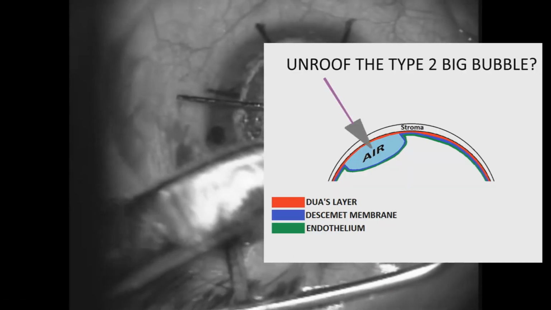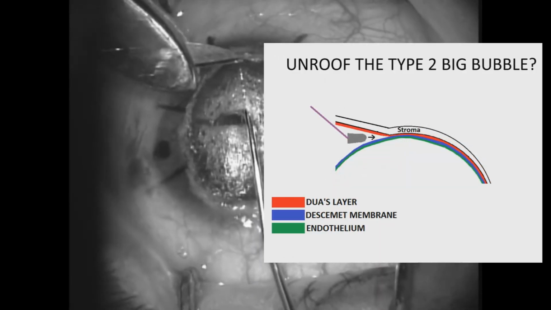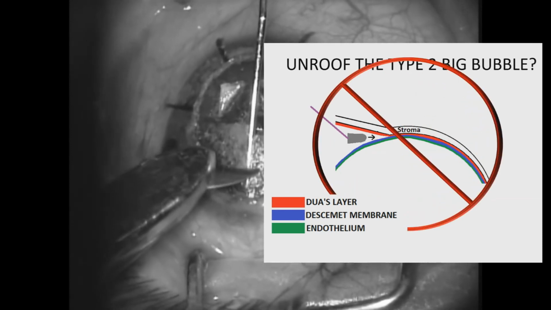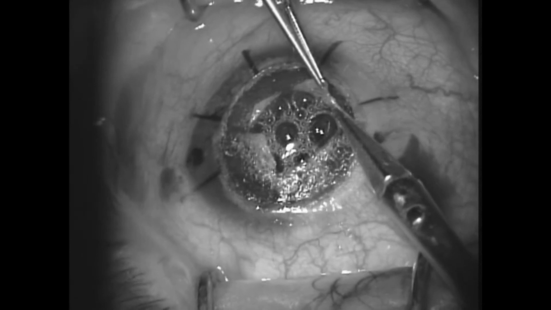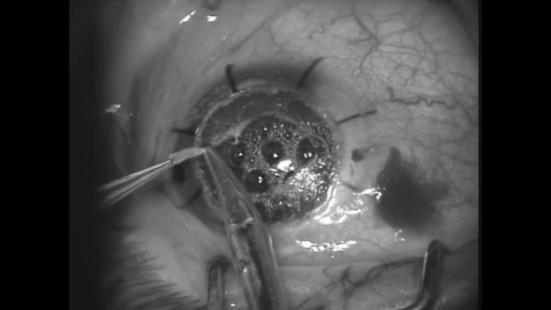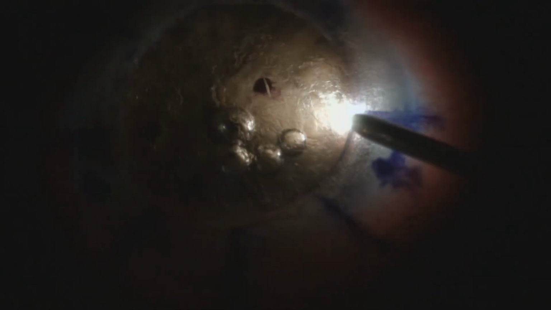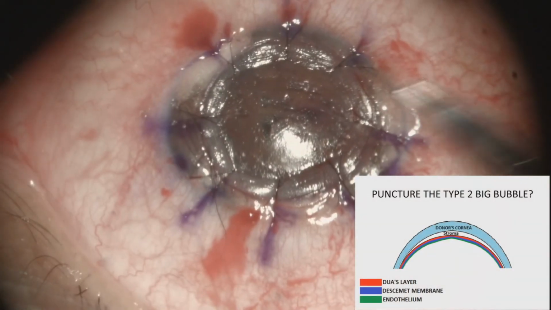When to unroof a type 2 big bubble? It's not advisable to unroof the type 2 big bubble. It's safer to continue with the manual technique till reaching a predescemetic plane. Should I puncture the big bubble type 2 when I manually achieve the predescemetic plane? It depends on the surgeon's experience and the considered risk of pupillary blockage.